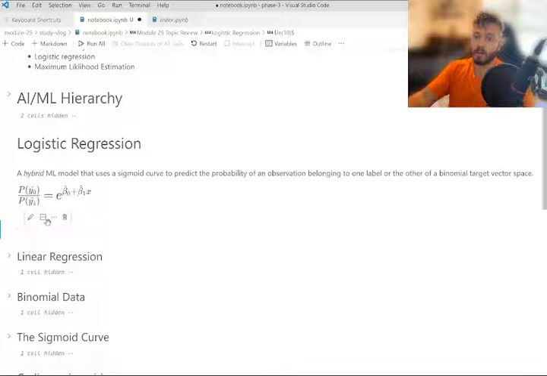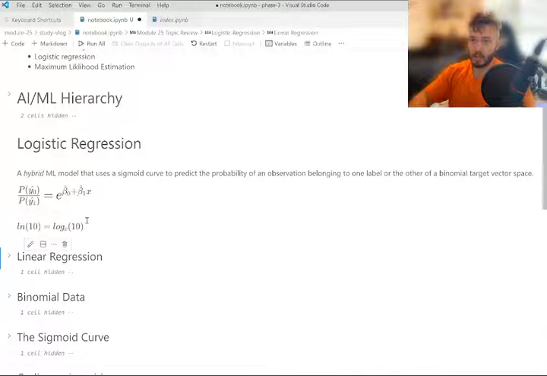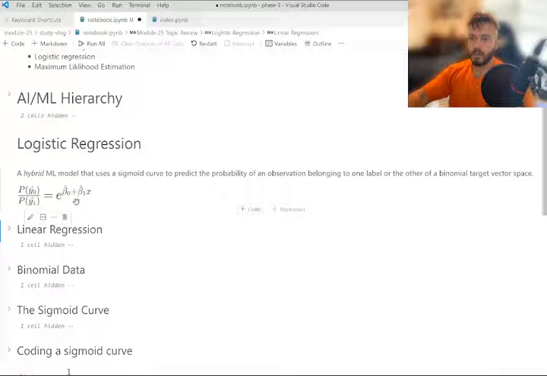The natural log of 10 is literally the same as saying log base e of 10. That's all natural log is: the log base e of whatever term you're dealing with. So because we have our e constant here, we can solve backwards from this equation using natural log, which is what logistic regression does.